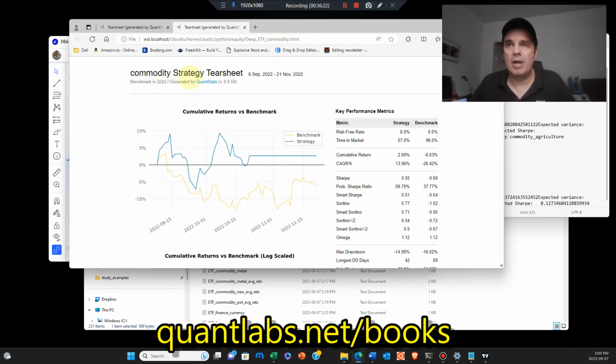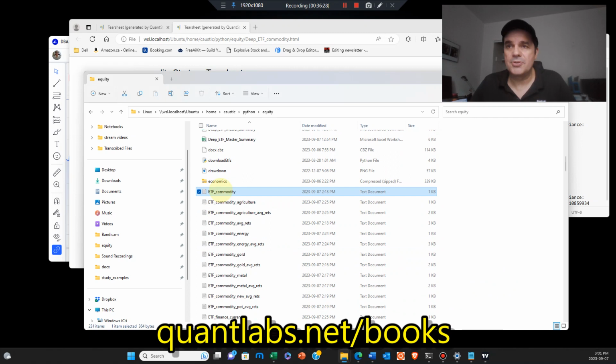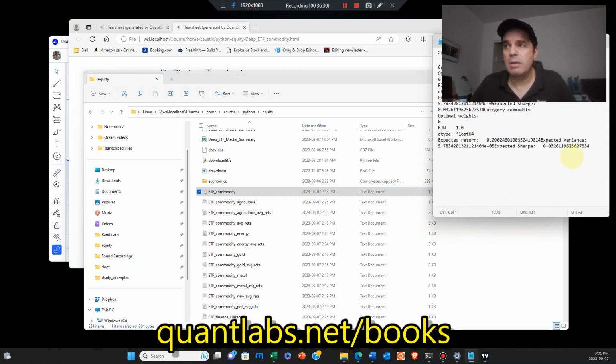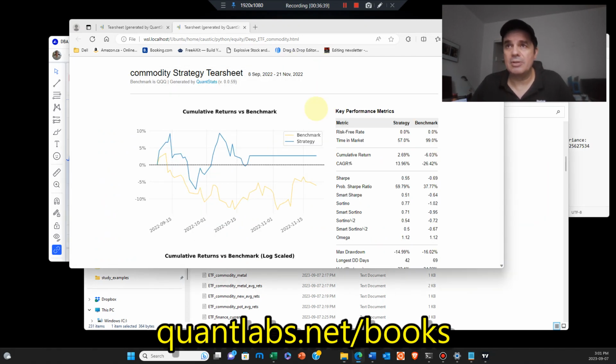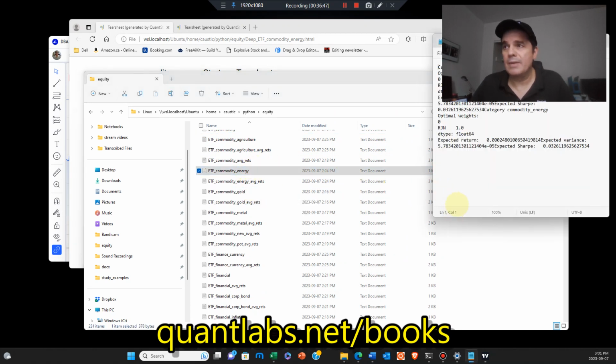Lastly, two more. We got commodity. This is now not US focused. This is international. So let me load that one. So again, we only have commodity. I think this fund has been discontinued. That's the only one before. And then we have commodity energy. Let me just see if we have commodity energy. So RJN as well. So that's pretty well it.